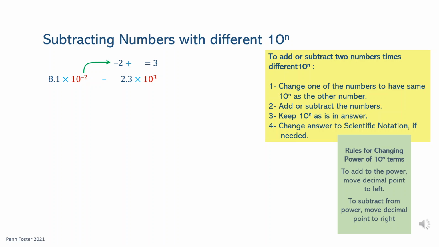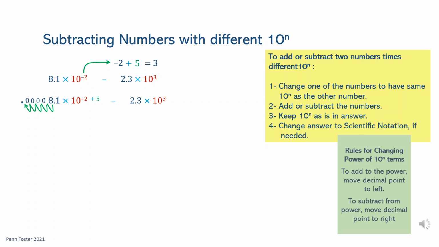To get -2 to change to 3, 5 must be added to the power, and this will cause the decimal point to move to the left 5 places. Let's try that together. Add 5 to the power and move the decimal point to the left 1, 2, 3, 4, 5 places. In each of those empty decimal places, put a 0.